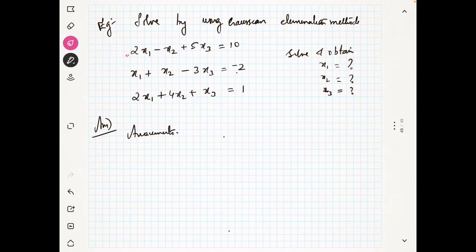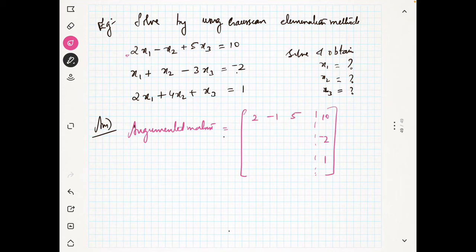So let us write the augmented matrix. The augmented matrix is equal to: I will write first 1, 0, minus 2 and 1, and this is 2, minus 1 and 5. This is 1, 1 and minus 3. This is 2, 4 and 1. Okay, so this is my augmented matrix.